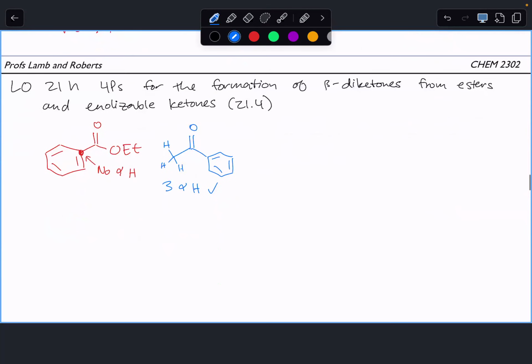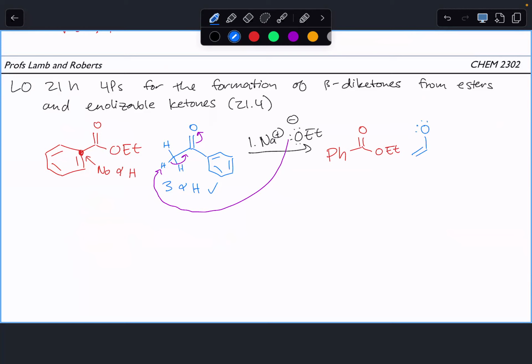Okay, so we can do essentially the same reaction. So first step, we're going to use a base. We're going to match our base to our ester. That's OEt in this case. And just like in the Claisen, we're going to form an enolate, except this time we're forming an enolate from a ketone instead of from an ester. So I will abbreviate my phenyl like so, because it's faster to draw. And I generated an enolate. Okay, so I generated my nucleophile from a ketone.